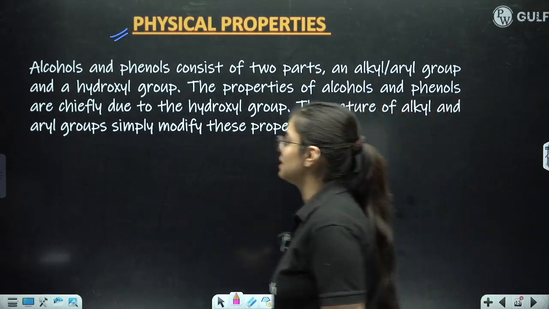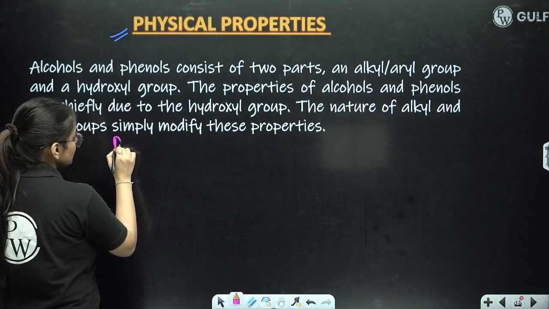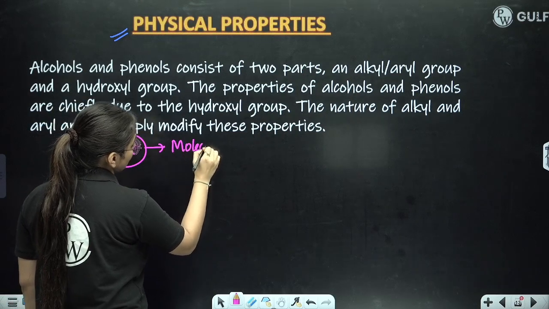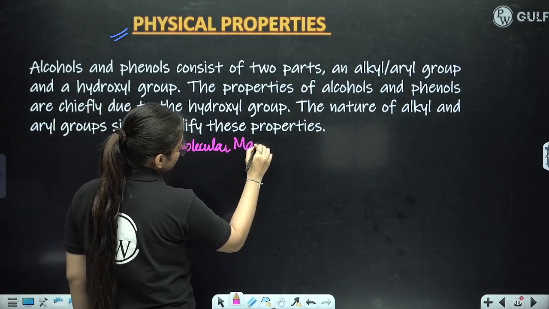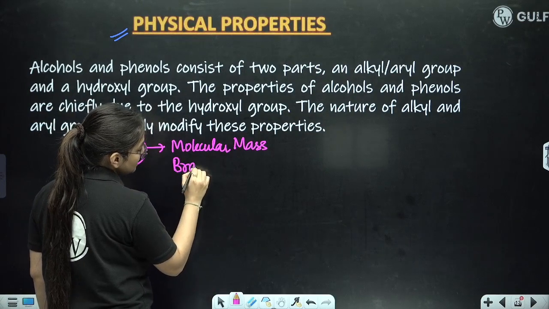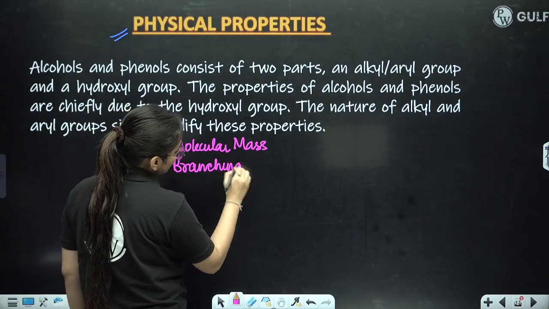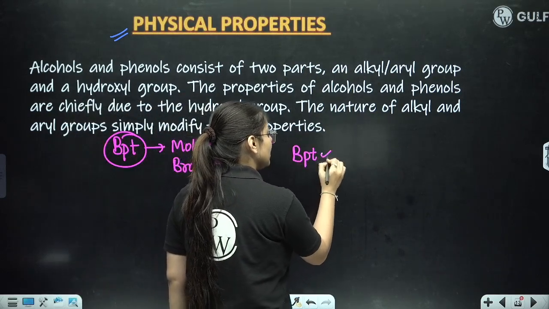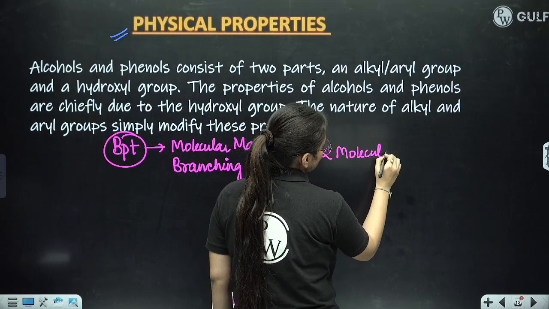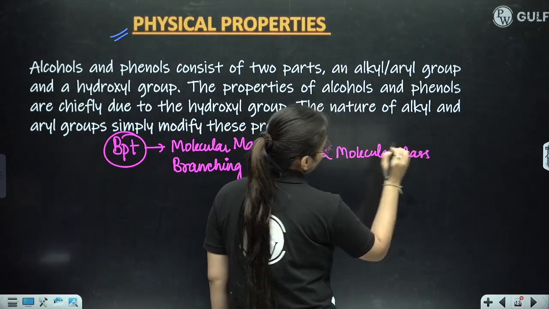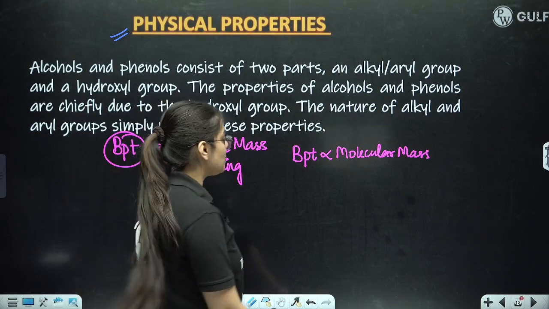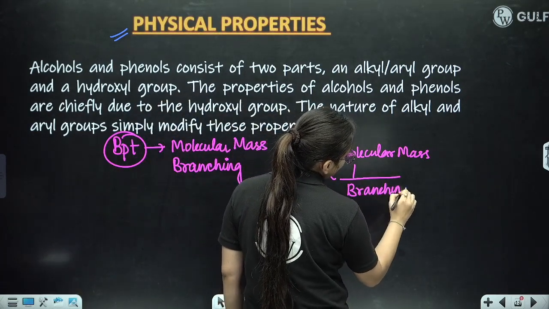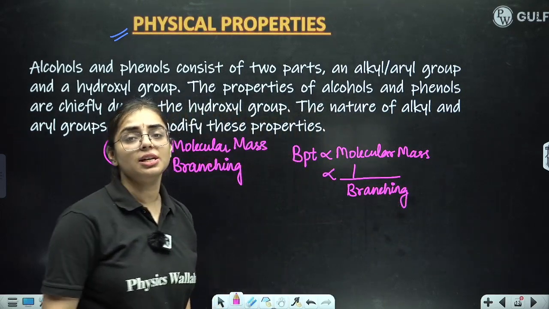Now, what is the basic property that you need to know in physical one? The very first and important one is boiling point, everyone. Boiling point depends upon two major factors: one is molecular mass and the other one is branching. If I talk about molecular mass, students, always remember that boiling point is directly proportional to molecular mass. More the molecular mass, more will be the boiling point. The next part is, it is inversely proportional to branching. Where there is branching, students, the boiling point is very less. So this order is generally asked in question papers.